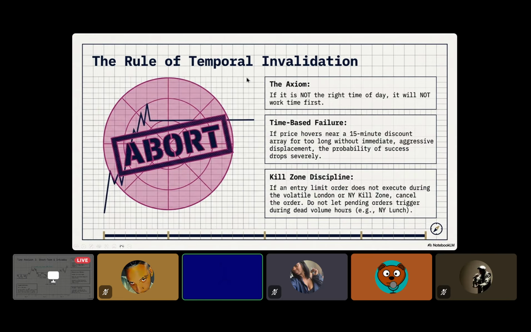The rule of temporal invalidation, the axiom: if it is not the right time of day, it will not work. Time first. Time-based failure. If price hovers near a 15-minute discount array for too long without an immediate aggressive displacement, the probability of success severely drops. Like when I tell you guys, you need to get that idea: 24 candles is the move. It should be done around that time frame.